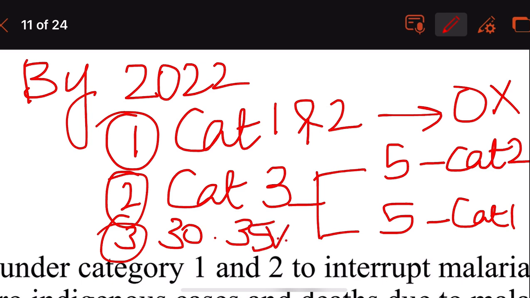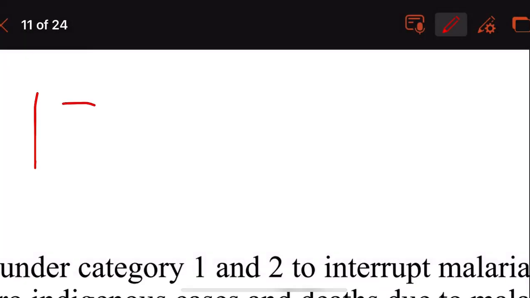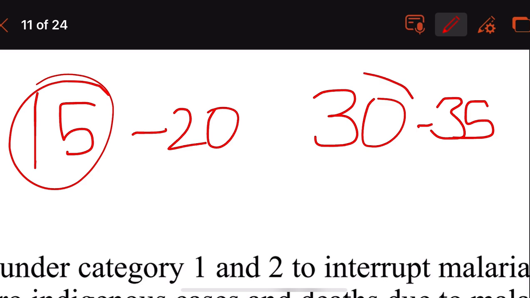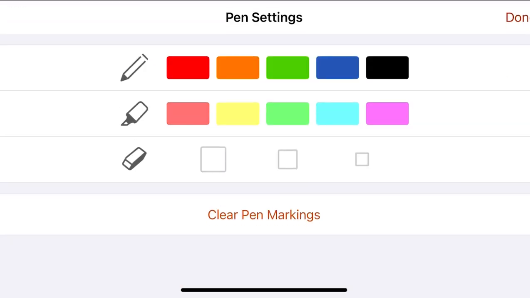Previously we saw 15 to 20%. Here it is 30 to 35%. Double. 15, here 30. 15 to 20, 30 to 35. 15 and 30. Fine.